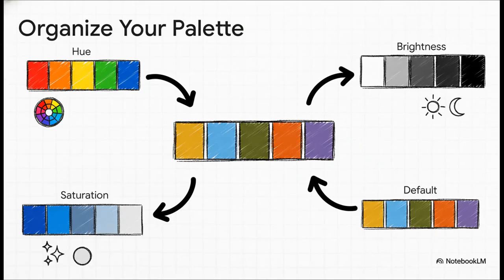Okay, so you've got your colors. Now you got to organize them, right? The tool lets you instantly sort your palette in 4 different ways. You can keep the default, you can sort by hue, which is perfect for creating smooth gradients, by brightness from light to dark, or by saturation, from the most punchy shades to the most muted ones.